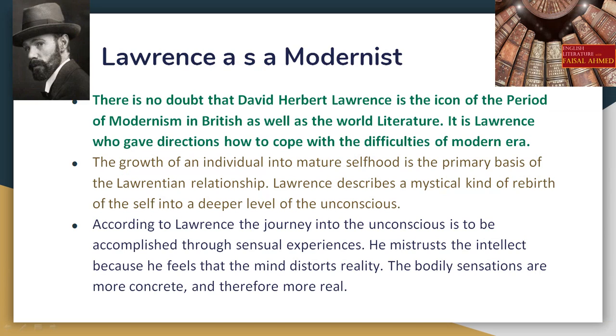Lawrence as a modernist. There is no doubt that David Herbert Lawrence is the icon of the period of modernism in British as well as world literature. It is Lawrence who gave directions on how to cope with the difficulties of the modern era. The growth of an individual into mature selfhood is a primary basis of the Lawrencean relationship. Lawrence describes a mystical kind of rebirth of the self into a deeper level of the unconscious. According to Lawrence, the journey into the unconscious is to be accomplished through sensual experiences. He mistrusts the intellect because he feels that the mind distorts reality. The bodily sensations are more concrete and therefore more real.